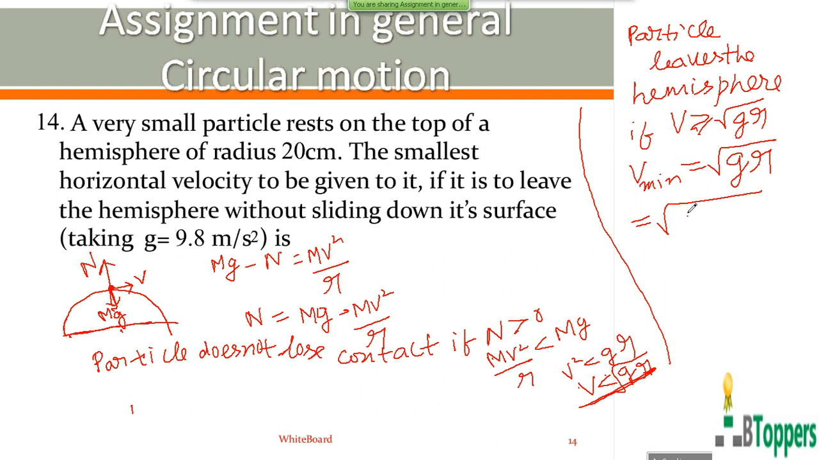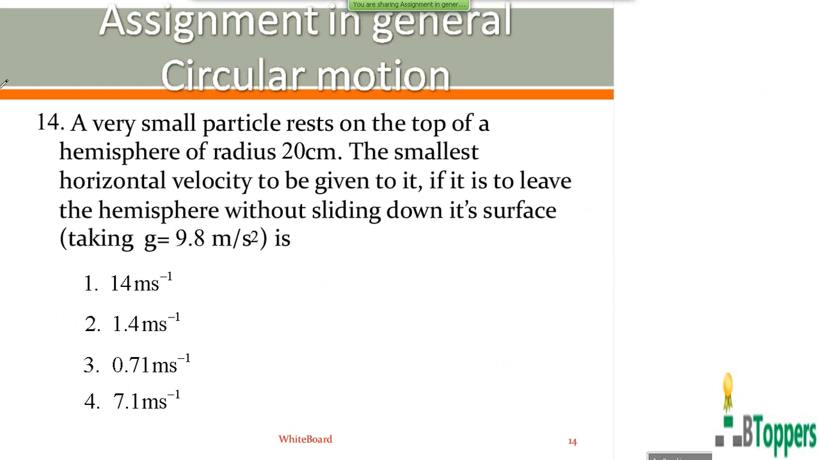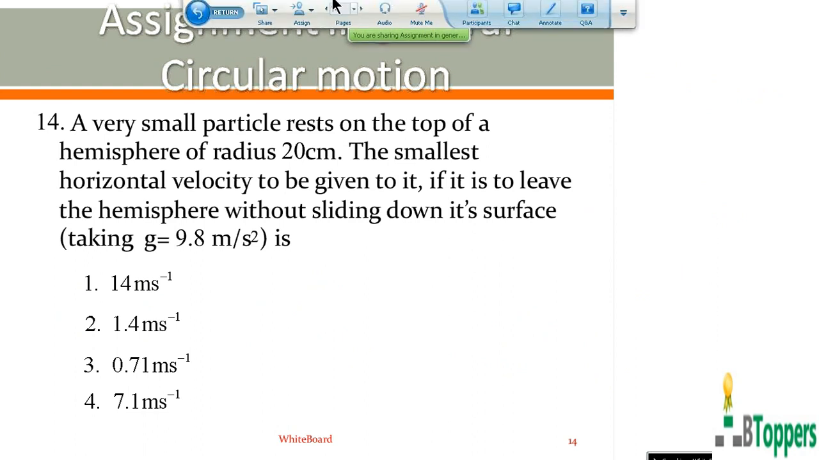Here g is given to be 9.8 meter per second square. The radius of the circular path is equal to the radius of the hemisphere, that is 20 centimeters, which means 0.2 meters. If you want to copy the solution of the problem, you can pause and copy it. So for question number 14, which I have just discussed, the second option is the answer.